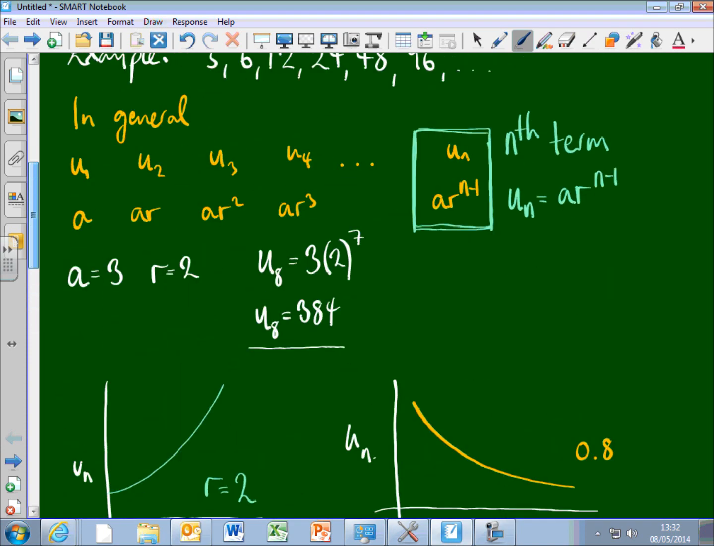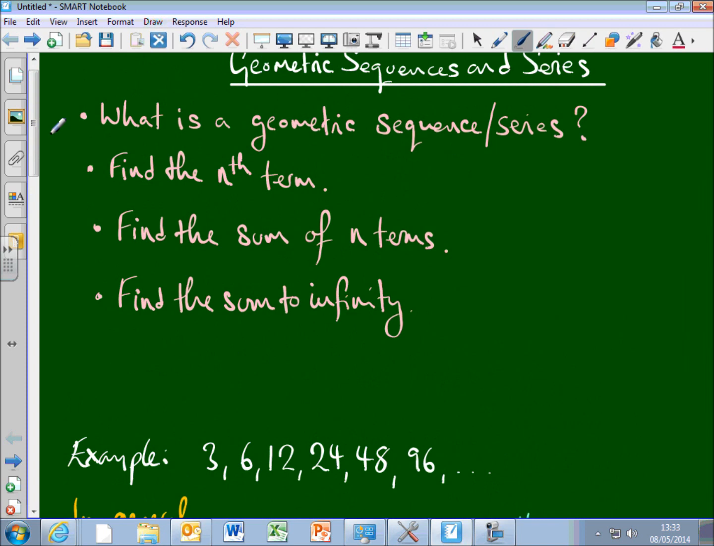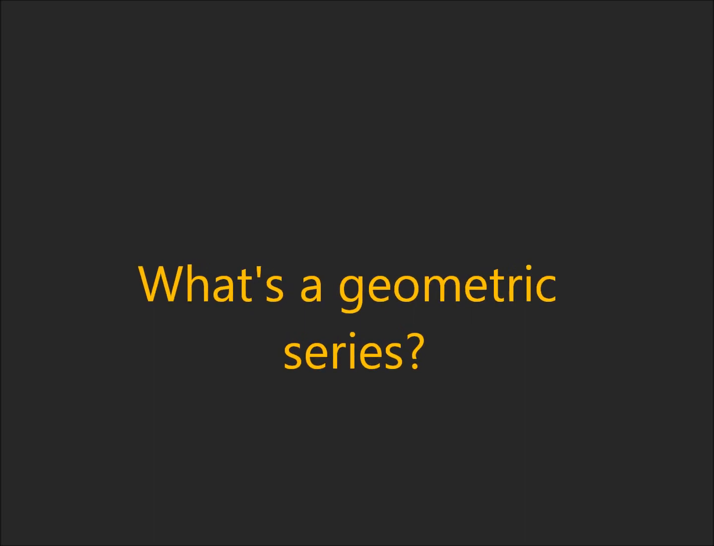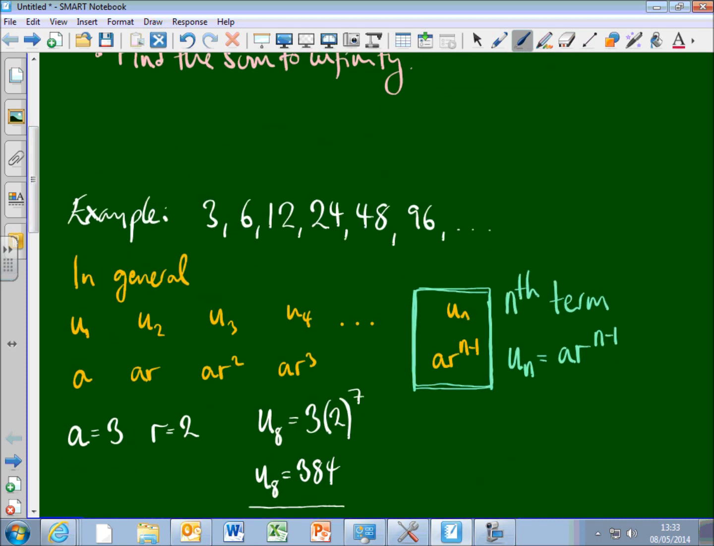Right. Now, so far, we've just talked about sequences. So what's the difference between a sequence and a series? Well, a sequence, I'll write a sequence down like this. 3, 6, 12, 24, 48, 96. A series is me adding those up. So a geometric series is me adding 3, add 6, add 12. So it's a sum of those. That's the difference between them. A sequence is just a sequence of numbers. A series is a sequence that's been added up.